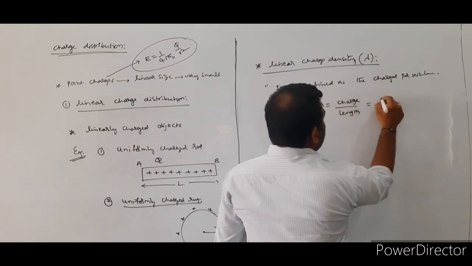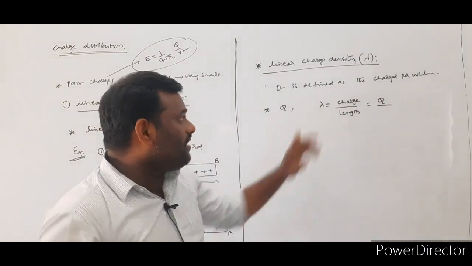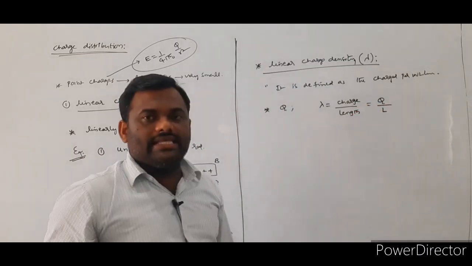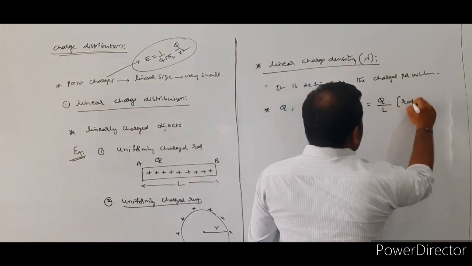What is the charge given here? Capital Q. Capital Q is the charge given to the uniform rod, and the length of the rod is equal to capital L. So this is for a uniformly charged rod.